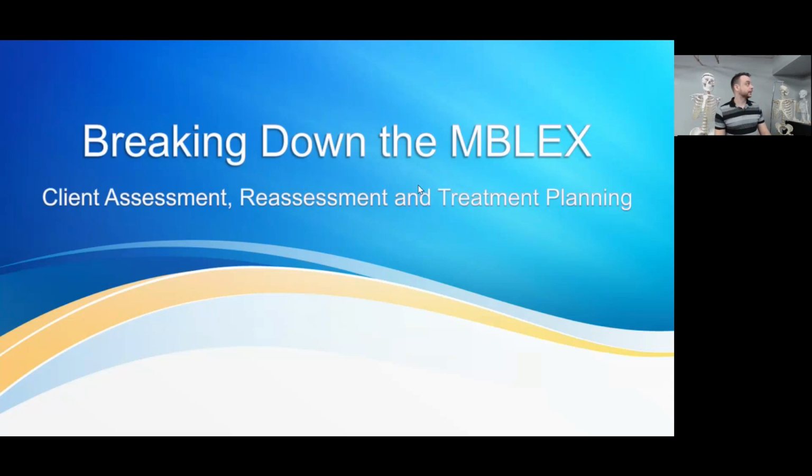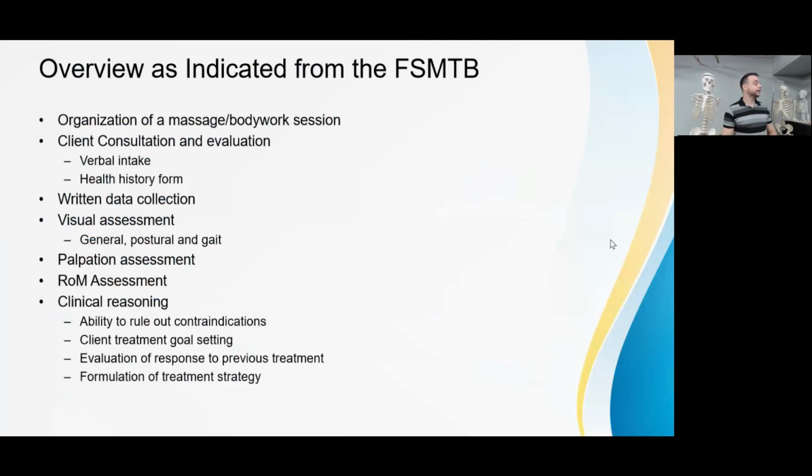So first, let's take a look at the listing of what the MBLEX indicates is contained in this category, which includes the organization of a bodywork or massage session. So we can probably gather that's going to be the progress of a massage routine, all the components of a massage routine. So we'll break that down.